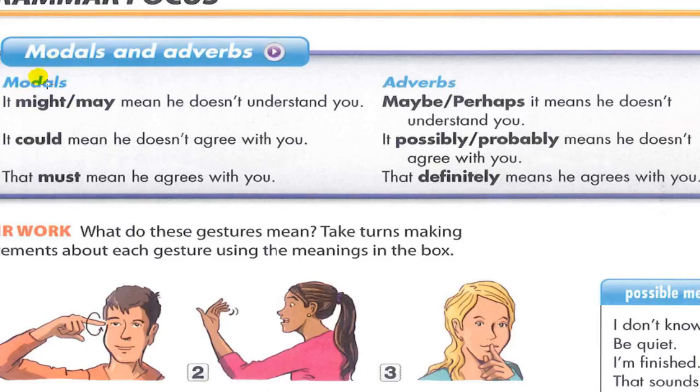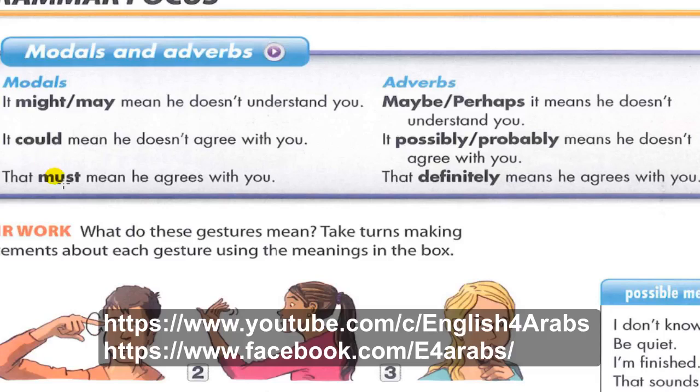After modals, we have the main verb, here "mean." The main verb is the infinitive, the verb without d, without ed, without ing. It might mean, it may mean, it could mean, that must mean. So we have here the subject, it, that, then modals, may, might, could, must. It can mean. Verb, mean. Verb infinitive.